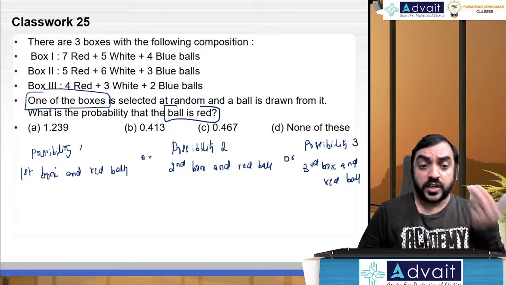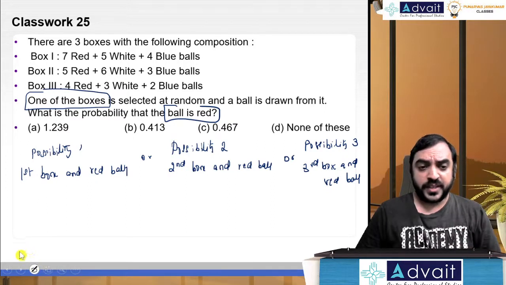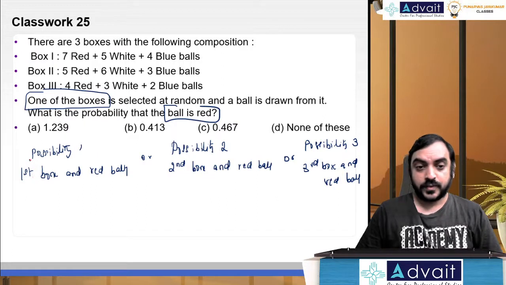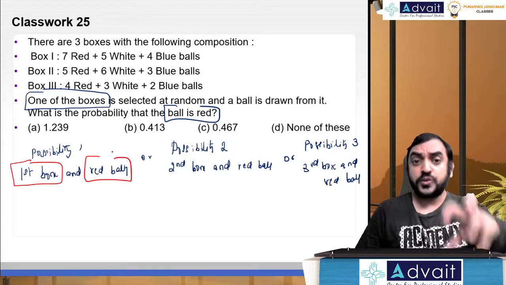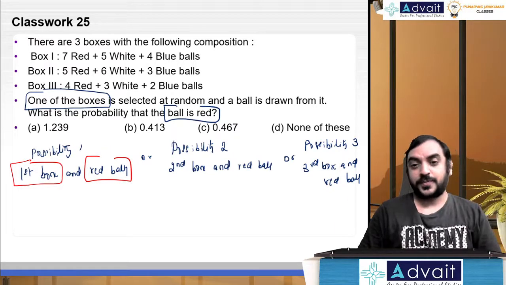Okay. Now, what is the probability you select the first box? Can one of you give me the probability? What is the probability of selecting a first box? And then you go for red ball. First of all, you select a box. What is the probability of selecting a box? First box.